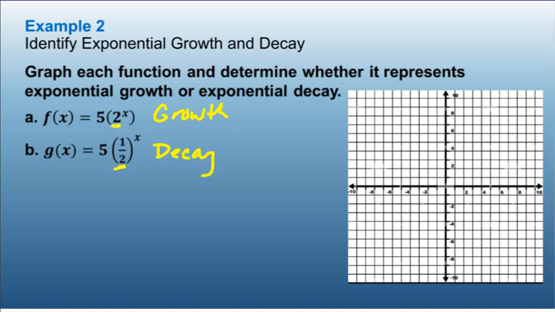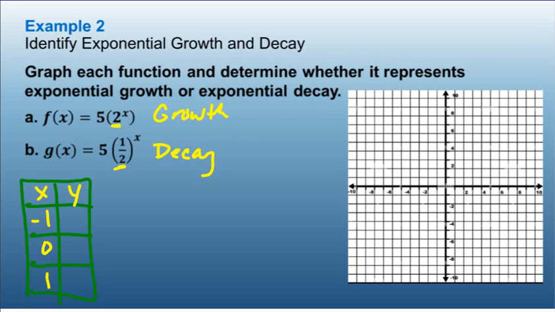Now, how are we going to come up with the points to graph this? We can create a table of values. Here's our x and here's our y. I'm going to choose some easier numbers. We'll use -1, 0, and 1.